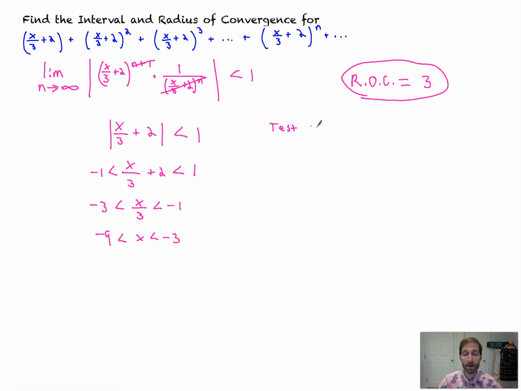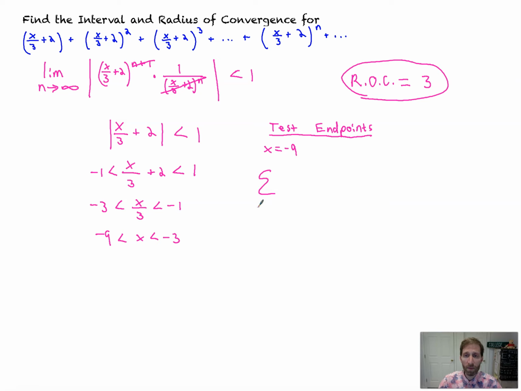So we'll do that here. Test the endpoints. Remember, the ratio test only tells you if you're less than 1, not equal to 1. And if we plugged these values into this, we'd be equal to 1. So we're going to test our endpoints. Let's start with the left-hand endpoint, negative 9. All we do is plug it into this series right here.